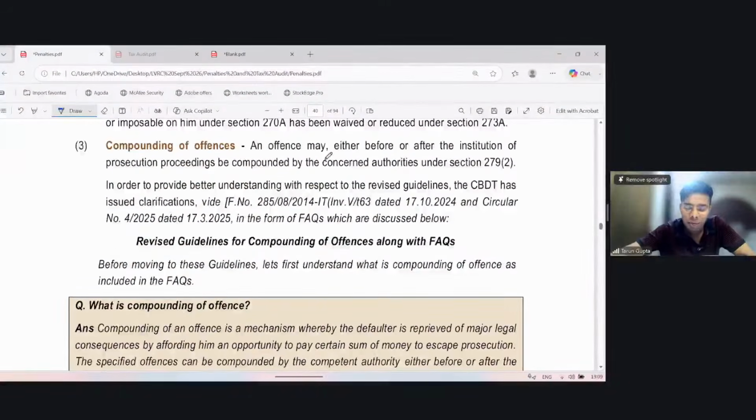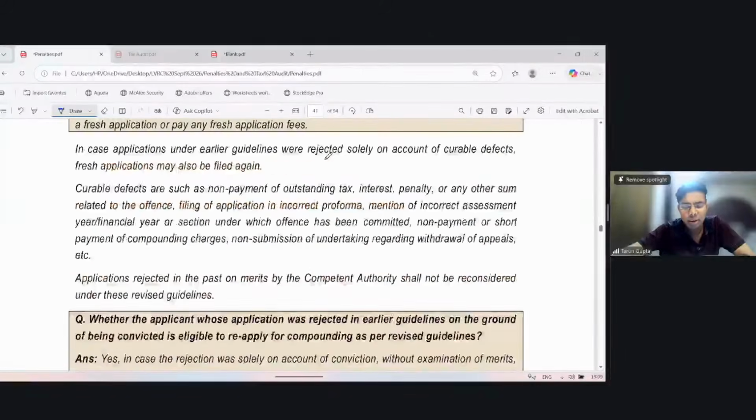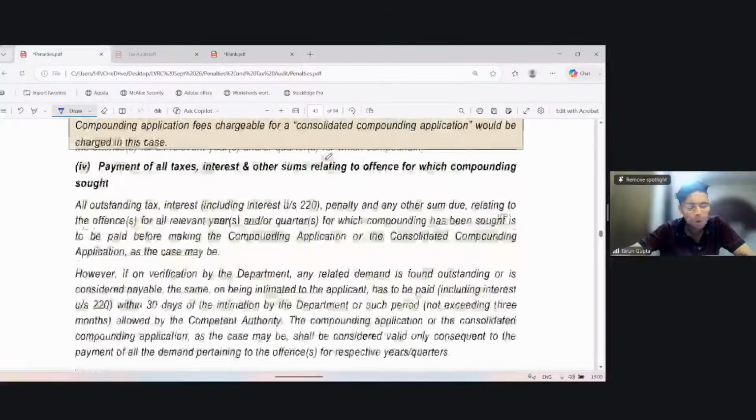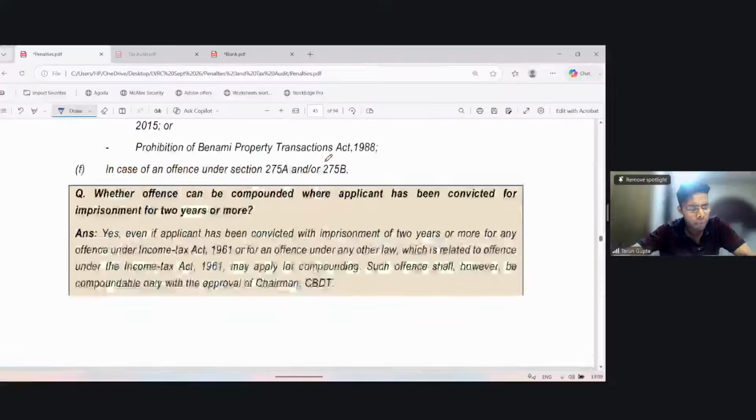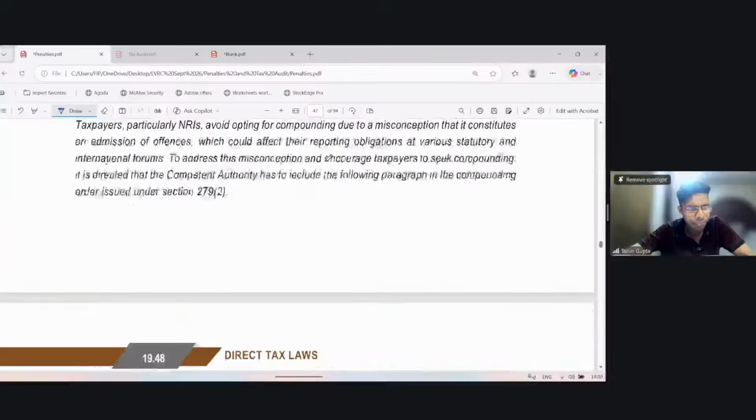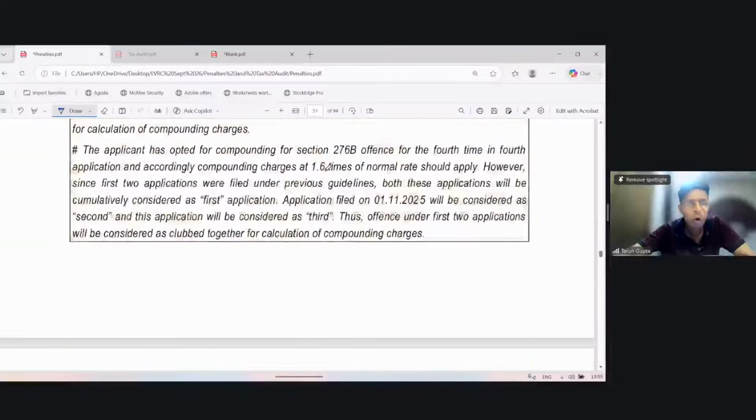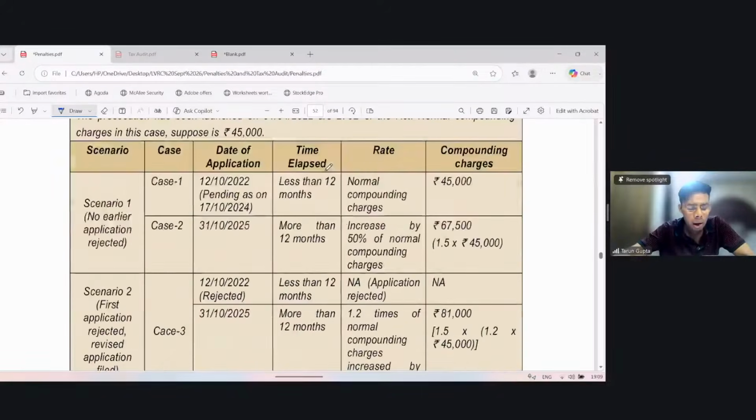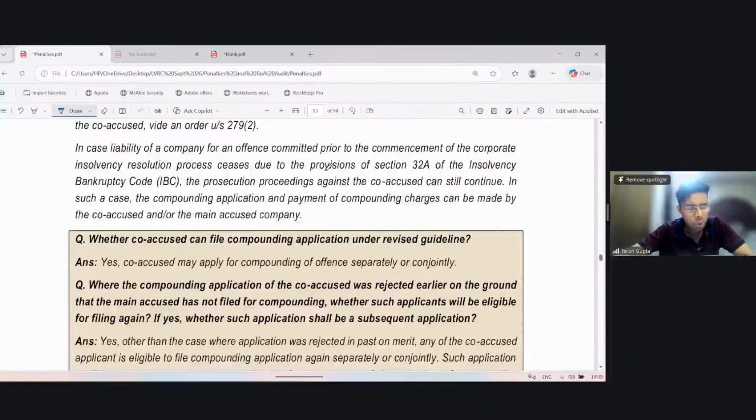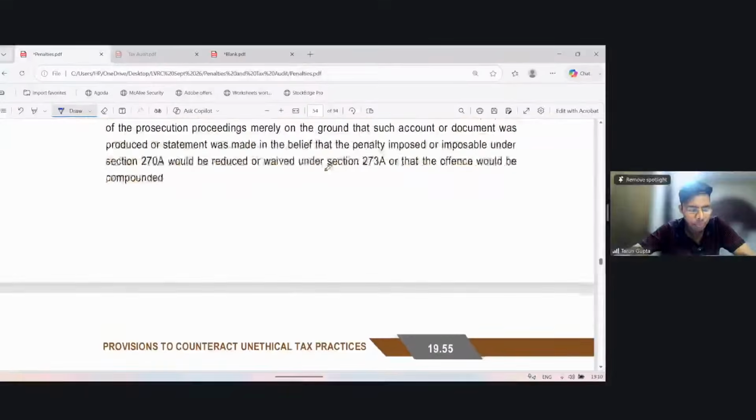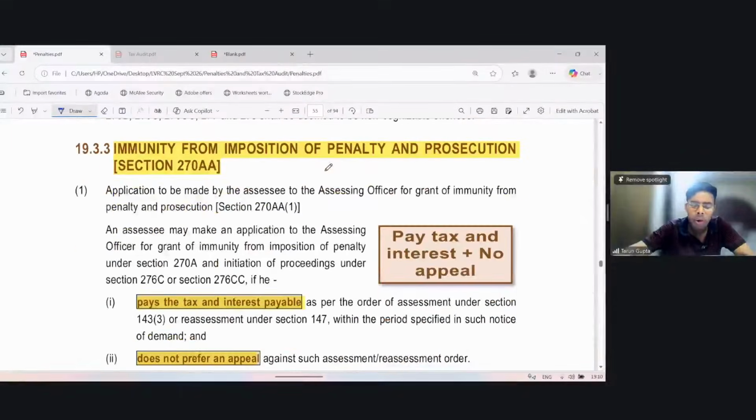Now there are some guidelines for compounding of offenses. CBDT has issued some guidelines. This is not very important from the exam point of view. How can you get the compounding of your prosecution proceedings? Okay.